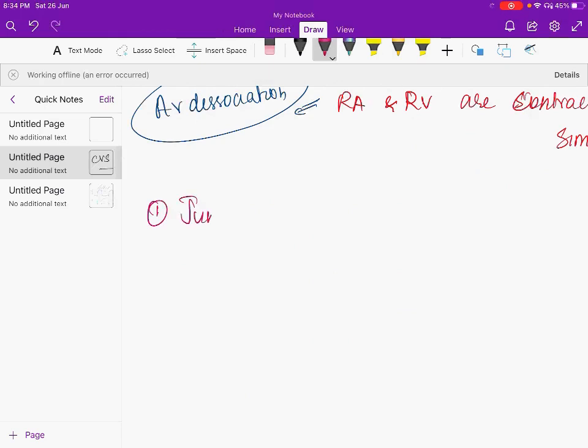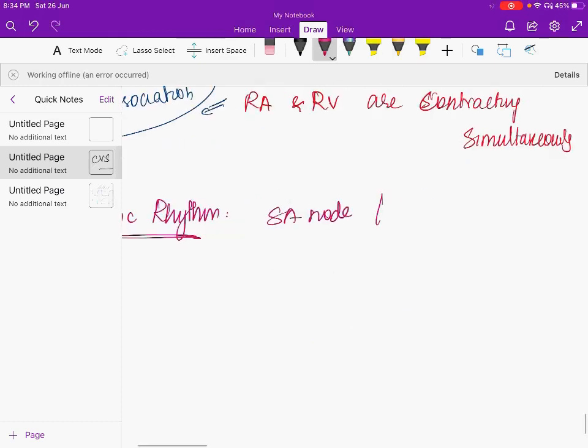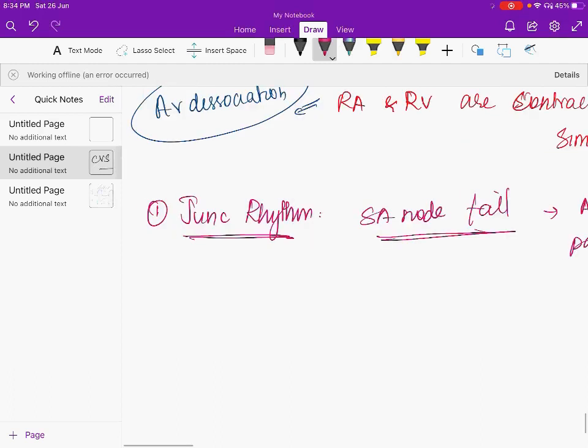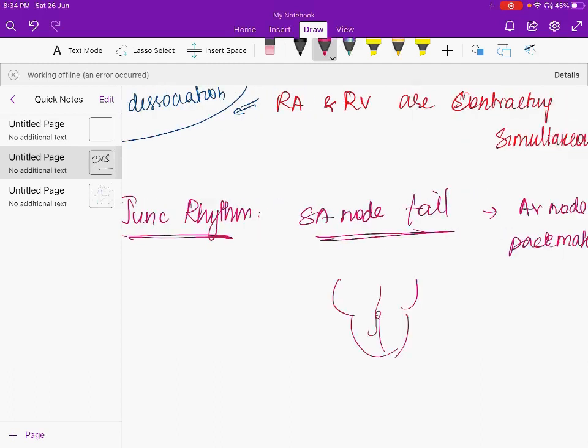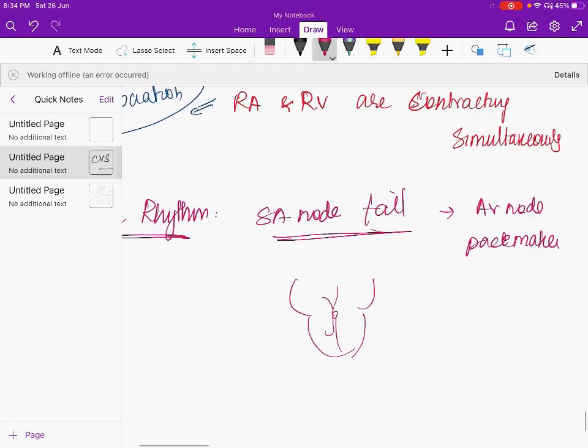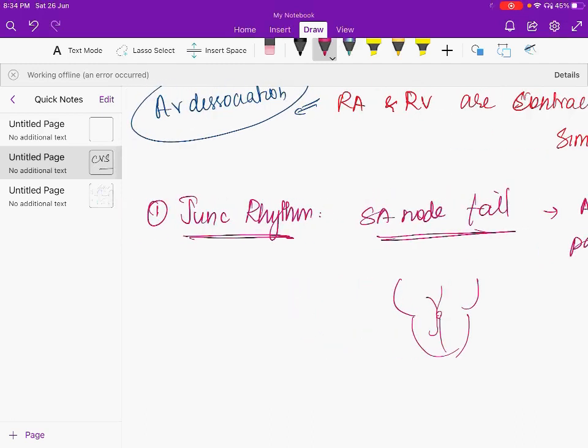So causes: junctional rhythm. What happens is sometimes your SA node will fail, so your AV node will become the pacemaker of your heart. At that time, what happens? So this is your heart, and here is your AV node. Your AV node is producing the impulse, so it will stimulate the ventricle and the atrium simultaneously. So that will be AV dissociation. The patient will have cannon A wave.